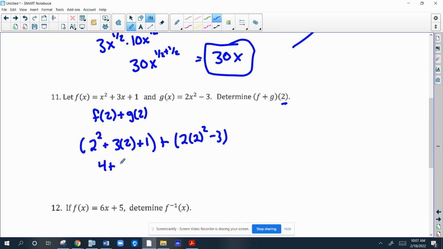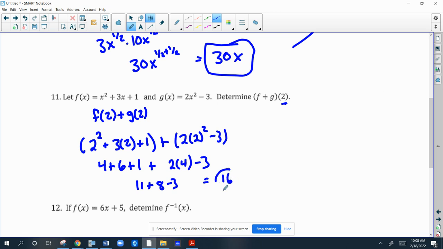4 plus 6 plus 1 plus 2 times 4 minus 3. I got rid of my parentheses because I don't need them. If this were a minus up here, then it would be important that I kept them. So I have 4 plus 6 plus 1, which is 11, plus 2 times 4, 8, minus 3. So this is 11 plus 8, which is 19, minus 3, which is 16.